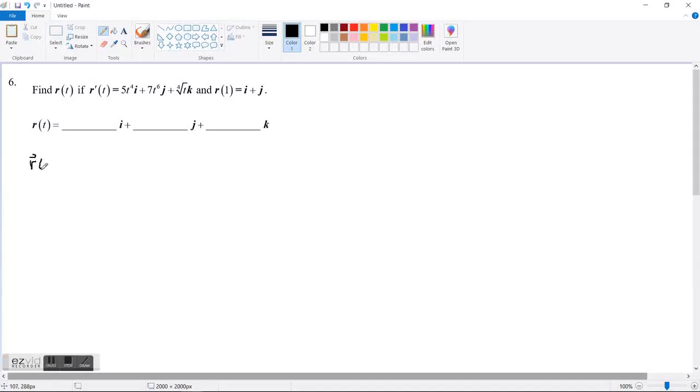We're given r prime of t and also the value of r at t equal 1. So we know that r is the antiderivative of r prime. It is the vector function that we take the derivative of to get r prime. And so we need to take the antiderivative of r prime to get r. We do that component by component.